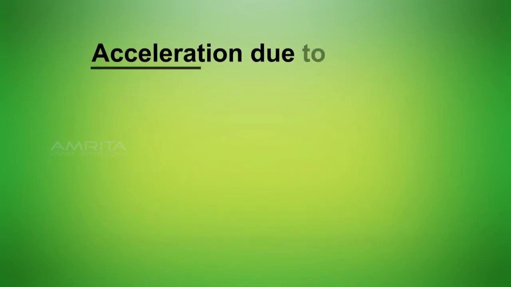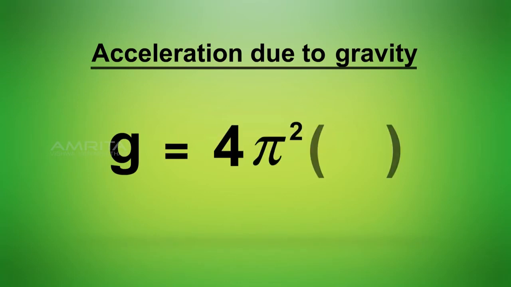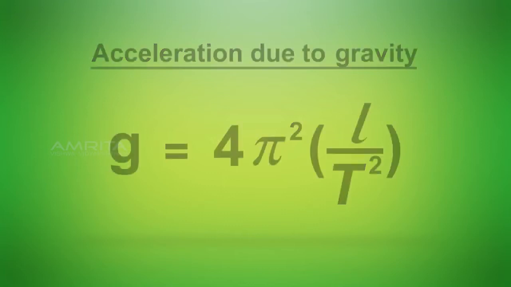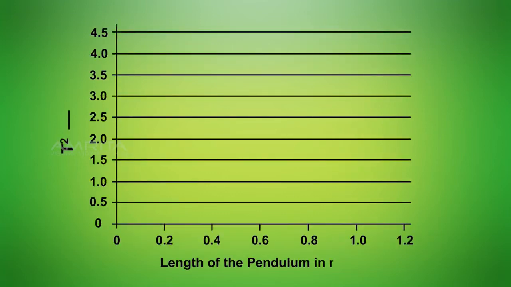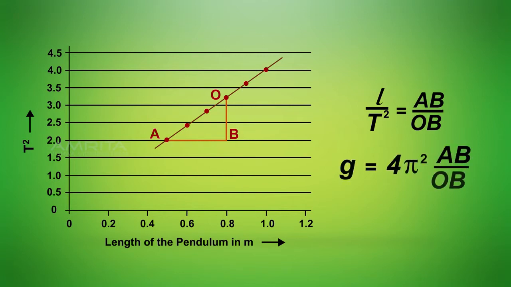Now, calculate the acceleration due to gravity using the relation g = 4π² L / T². A graph is plotted with L along the x-axis and T² along the y-axis. It will be a straight line. From the graph, calculate L/T² as L/T² = AB/OB. g is also calculated using the value of L/T².